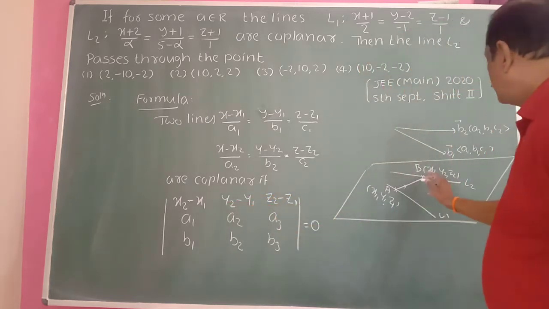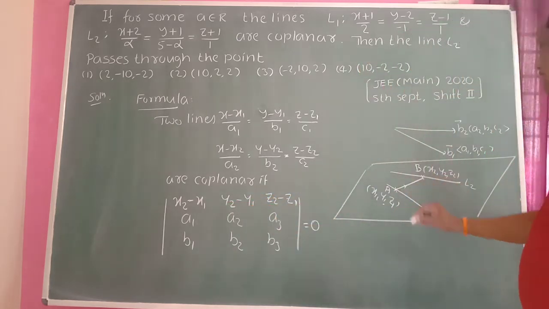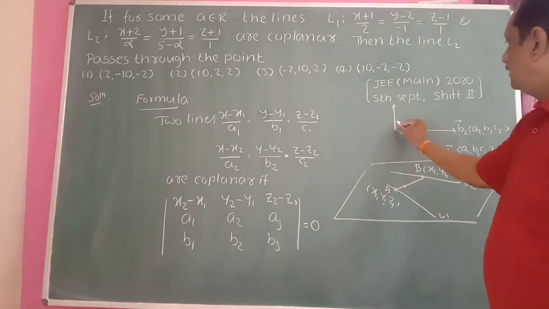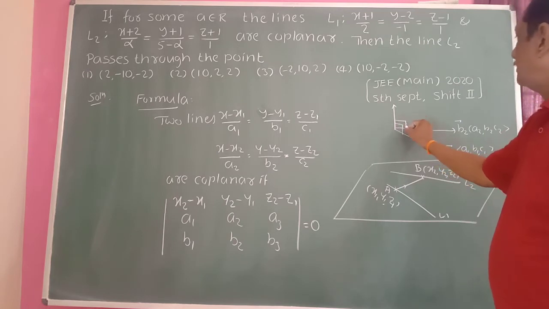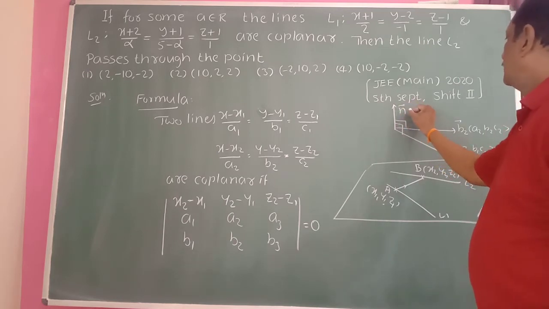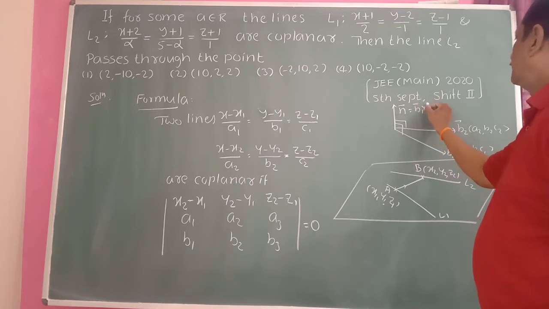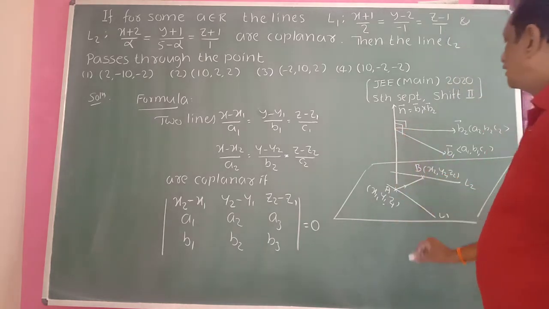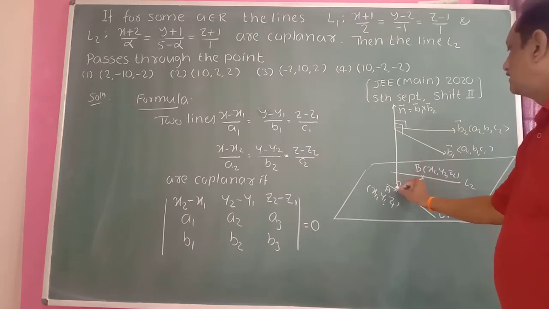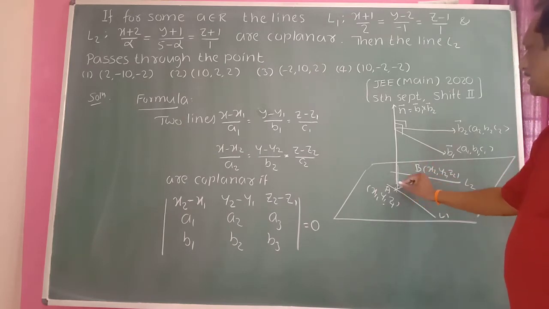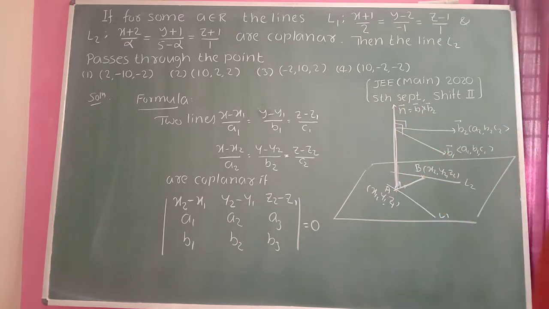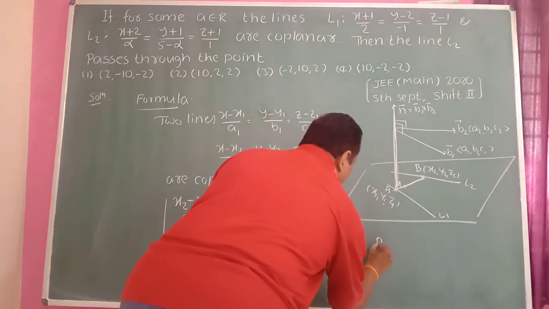x2 minus x1, y2 minus y1, z2 minus z1. Then this is a vector perpendicular to both b1 and b2, so this gives n bar equal to b1 bar cross b2 bar. Suppose you extend it like this, this is a normal, perpendicular to the plane. So both are perpendicular, this normal and AB. Therefore the dot product is 0.